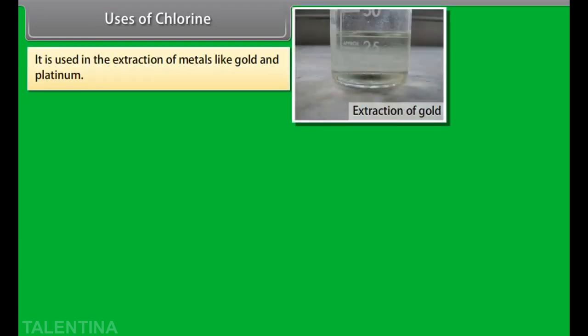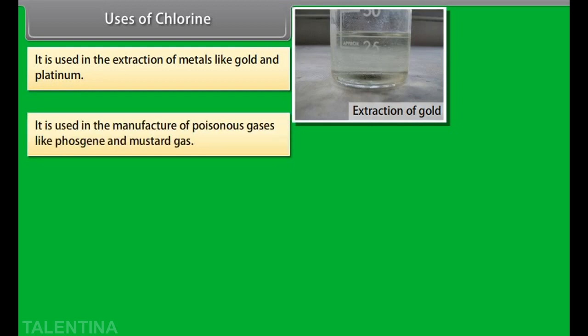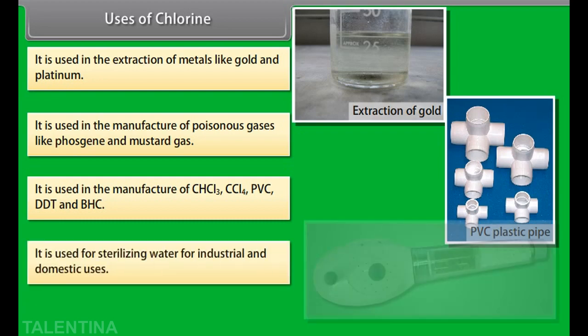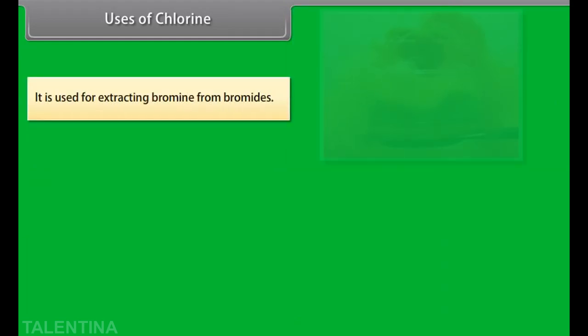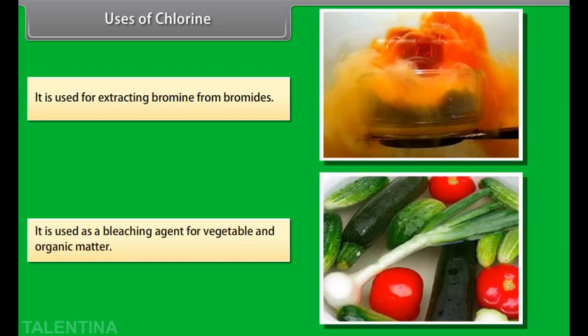Uses of chlorine. The important uses of chlorine are the following. It is used in the extraction of metals like gold and platinum. It is used in the manufacture of poisonous gases like phosgene and mustard gas. It is used in the manufacture of CHCl3, CCl4, PVC, DDT, and BHC. It is used for sterilizing water for industrial and domestic uses. It is used for extracting bromine from bromides. It is used as a bleaching agent for vegetable and organic matter.